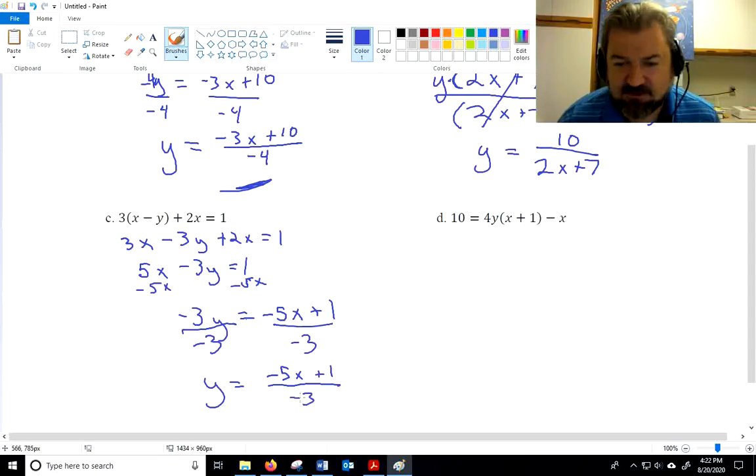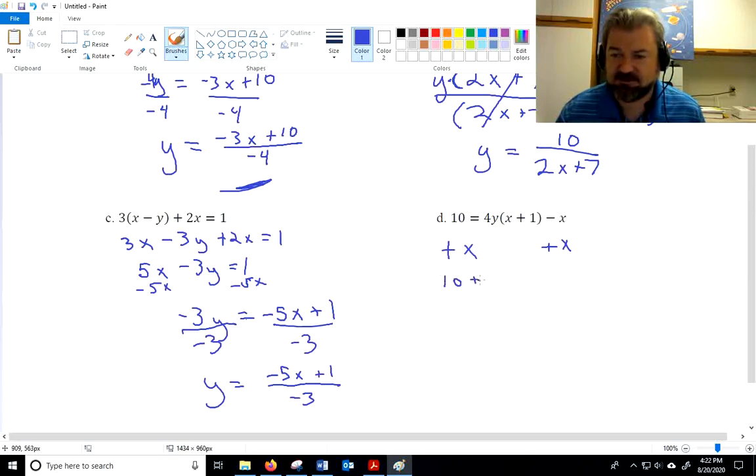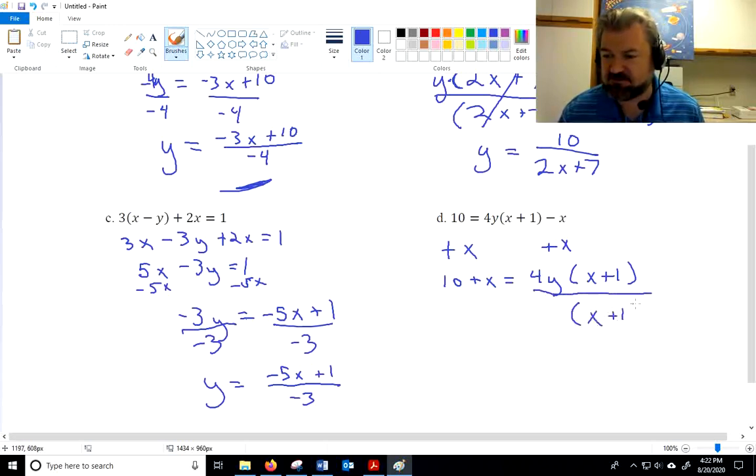All right? That's pretty much it for that one. Let's go on to this next one. Okay. Oh, well, I could distribute right now, but I don't think I'm going to. I think I'm going to go ahead and add x to both sides. And I'll get 10 plus x equals 4y times x plus 1. Because I already had that 4y factored out, that's totally good for me. Because now I can divide both sides by x plus 1.